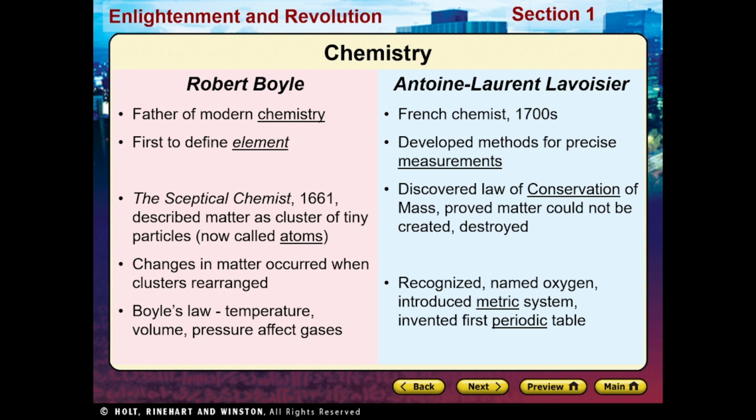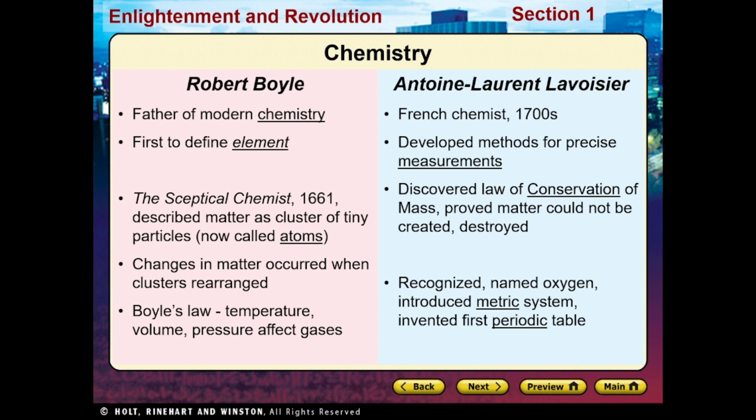So si Robert Boyle, father of modern chemistry, first to define element. The Skeptical Chemist, 1661, described matter as cluster of tiny particles now called atoms. Changes in matter occurred when clusters rearrange. And yung Boyle's law, temperature, volume, pressure affect gases.